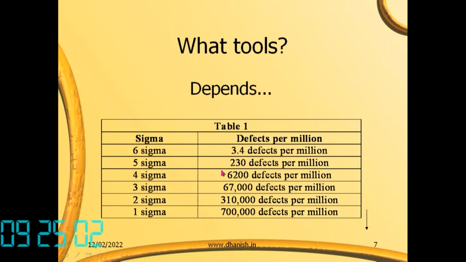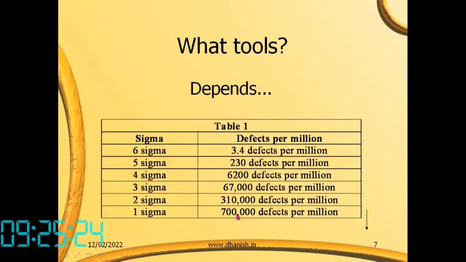Then 5 sigma corresponds to 230 defects per million. 4 sigma corresponds to 6,200 defects per million. 3 sigma corresponds to 67,000 defects per million. 2 sigma corresponds to 310,000 defects per million. 1 sigma corresponds to 700,000 defects per million.